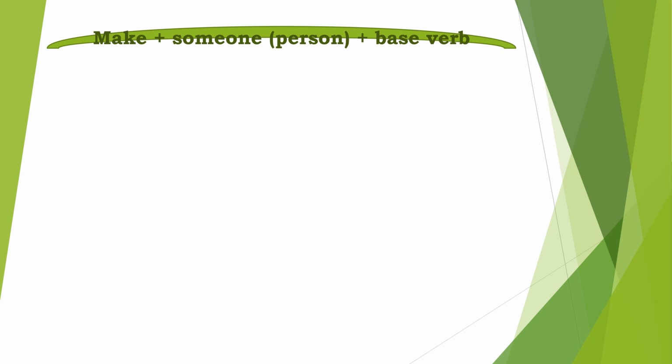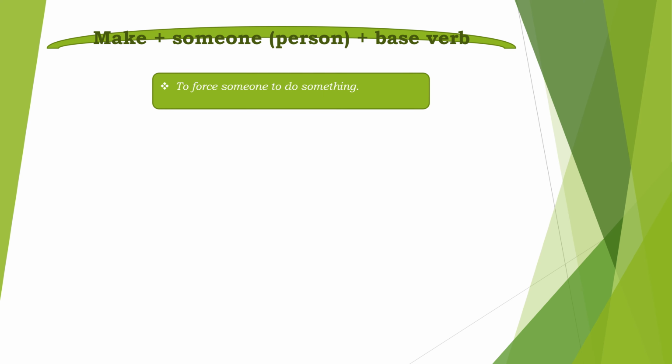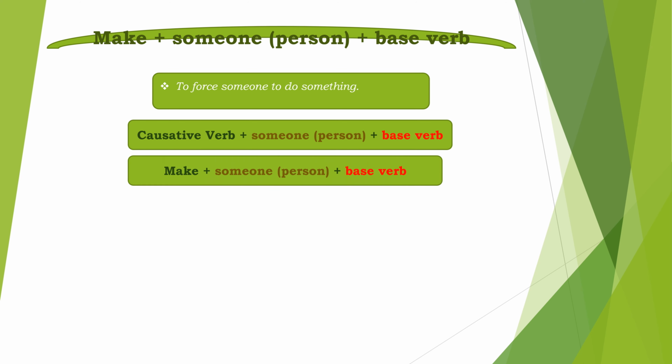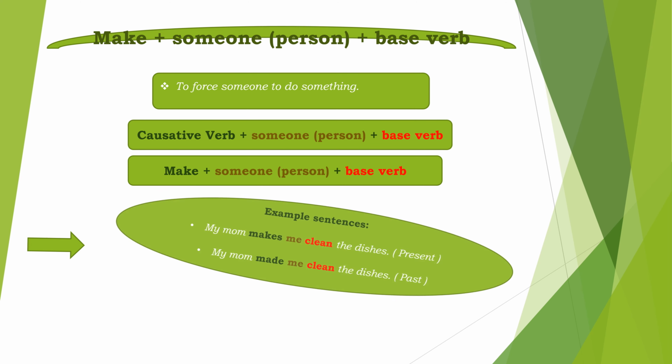Let's have a look at the third causative verb, make. We use this causative verb when we force someone to do a task or an action for us. The structure is causative verb plus someone, person plus base verb. Here we have a causative verb make plus someone, person plus base verb. Let's have a look at some examples.